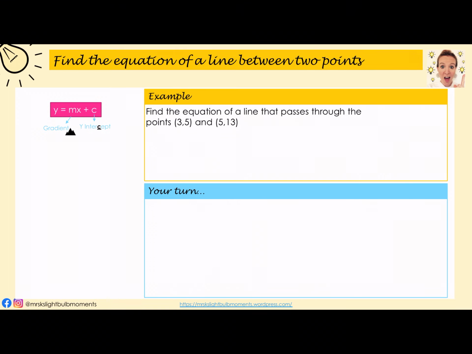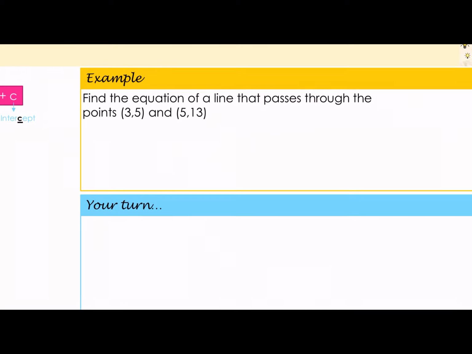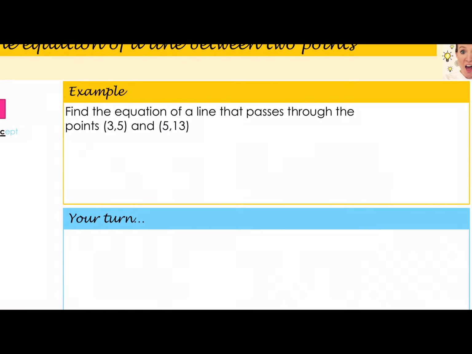Now have a little look at this one. We're going to use some of our skills from before on this. So find the equation of a line that passes through the points 3, 5 and 5, 13. Do we know our gradient or our y-intercept from those? Now we don't straight away know our y-intercept because neither of the values goes naught something. But could we work out our gradient? Yeah, we did one of these earlier on, didn't we?